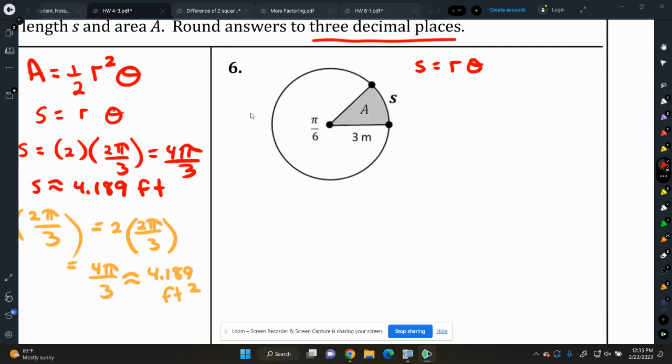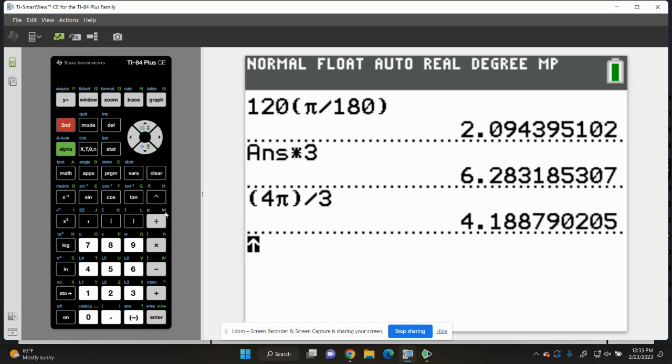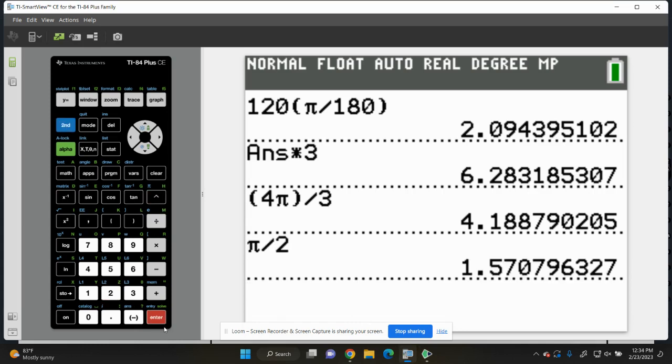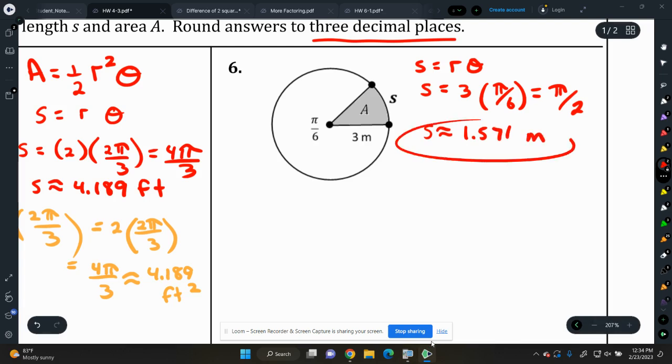Okay, S equals R theta. So we're looking at S equals R is 3, theta is pi over 6. So we're looking at pi over 2. So we have 1.571. S is approximately 1.571 meters.